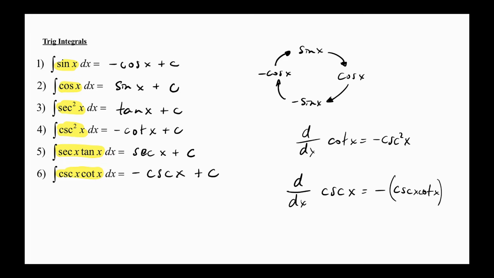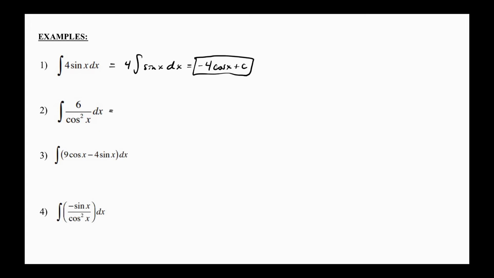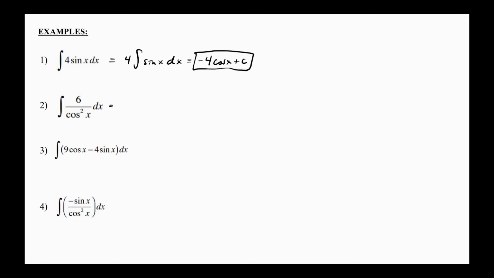Okay, so using those, now we can answer some antiderivative questions. The first one we did was just 4 times sine, right? Move the 4 to the front. Find the antiderivative of sine, which is negative cosine. Bring the 4 back in. We're done, right? Plus c, we're done.